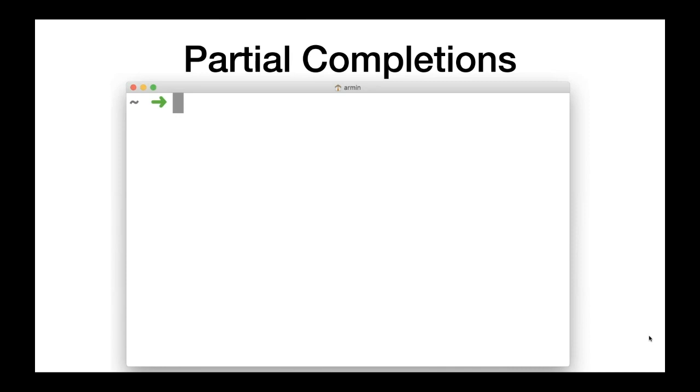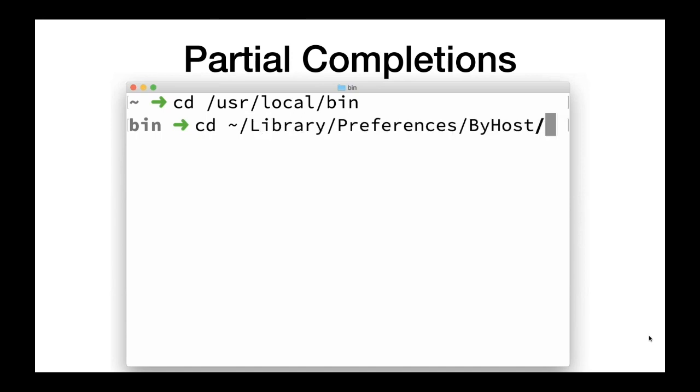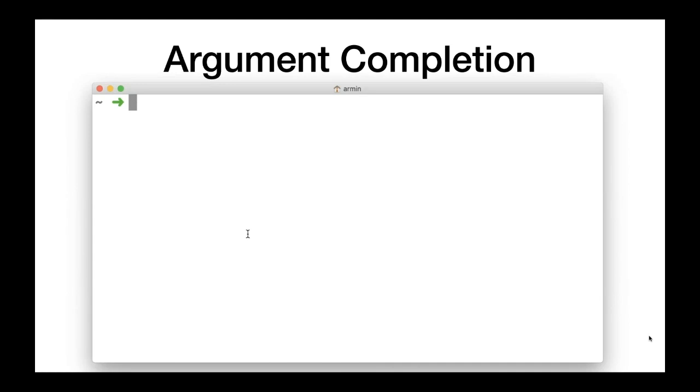One of the things you get is partial completion. So you can type a path in a partial way. So ULB, that's definitely /usr/local/bin because there's no other path that matches that, and the tab key will complete that. And I can do that with LPB for Library/Preferences/ByHost as well. It saves a lot of typing, speeds up your navigation. It's really kind of neat.